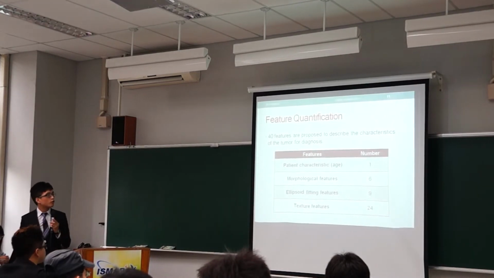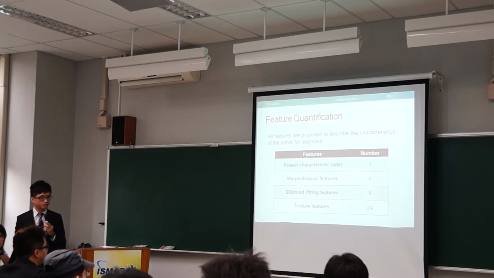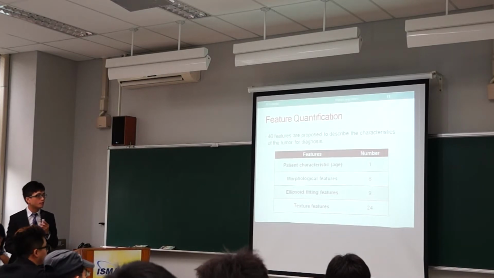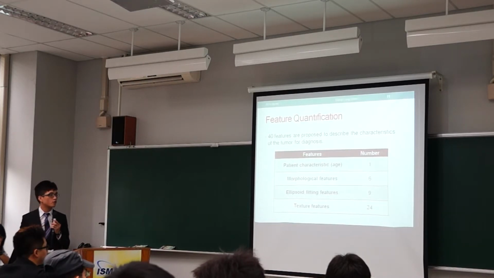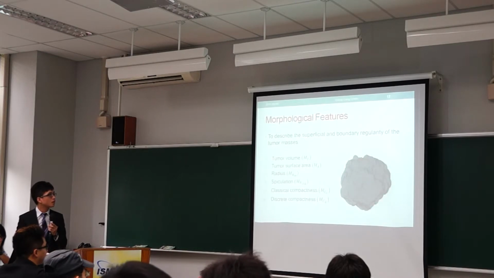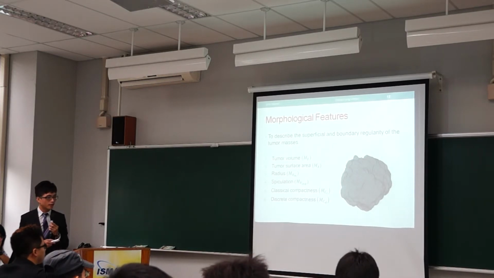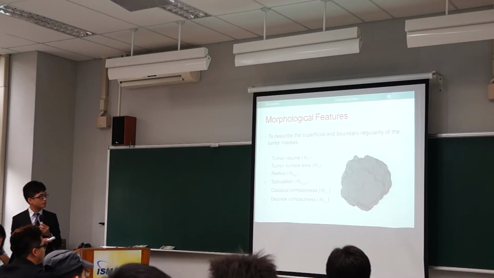We use 14 features to describe the characteristics of the tumor. They include patient's age, 6 morphological features, 9 ellipsoid features, and 24 textural features. Morphological features are used to describe the shape of the tumor. They include volume, surface area, radius, spiculation, connected components, and discrete components.